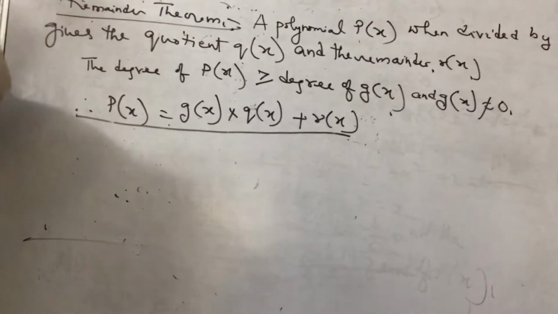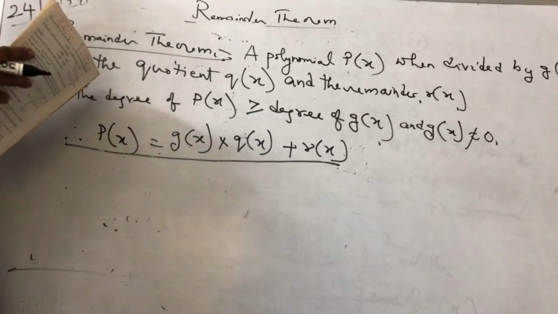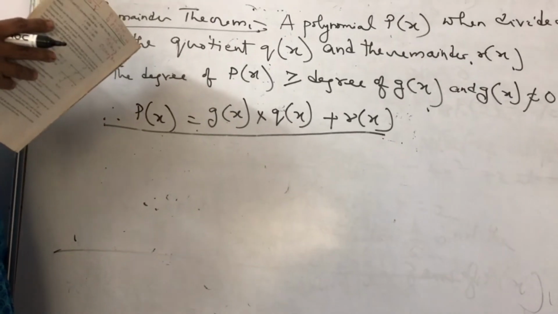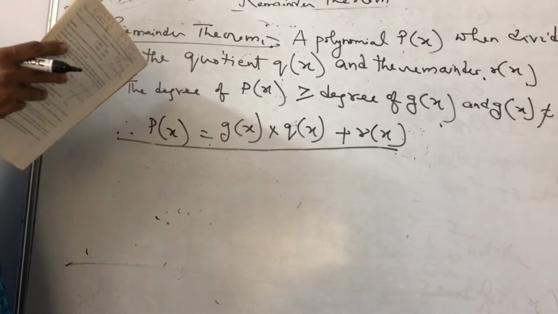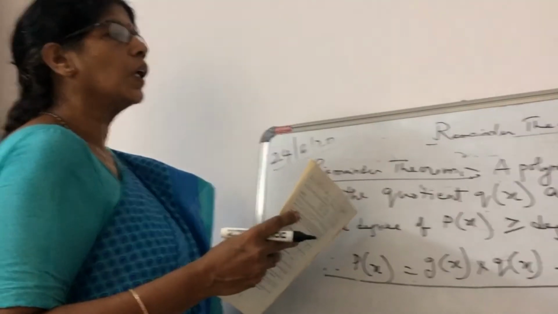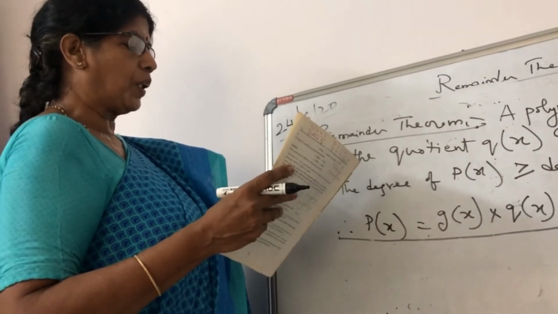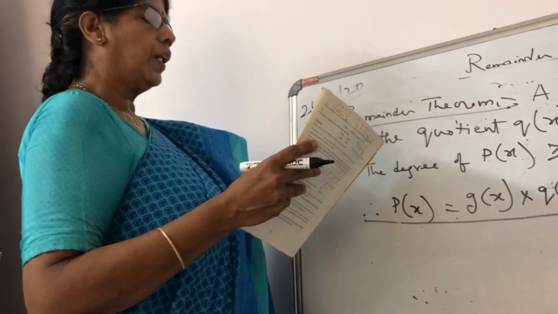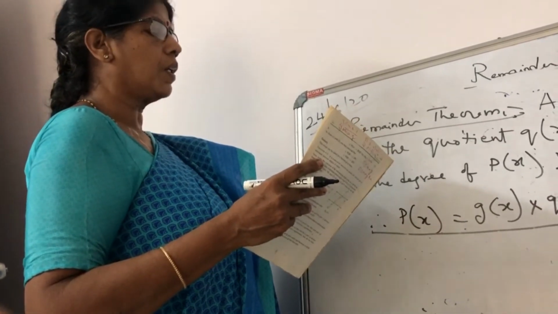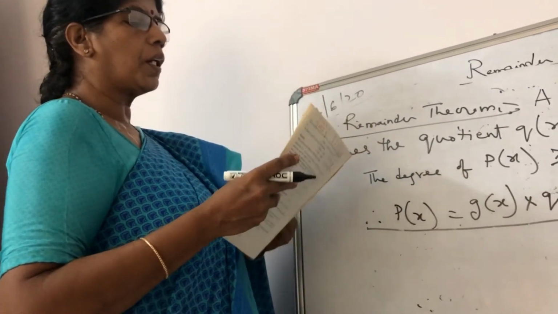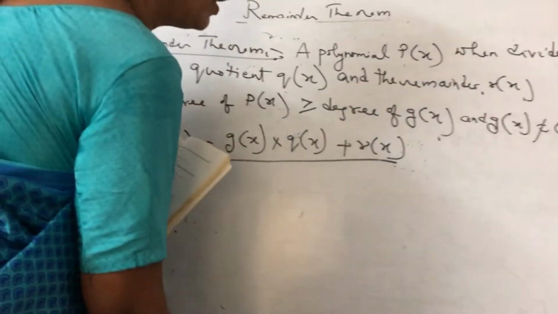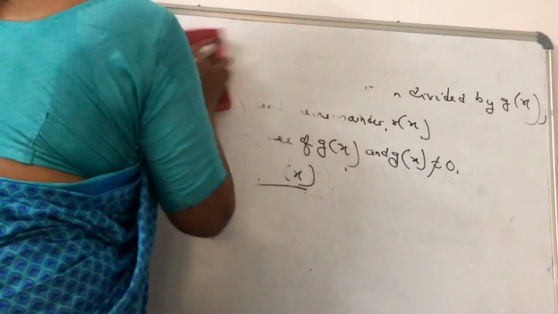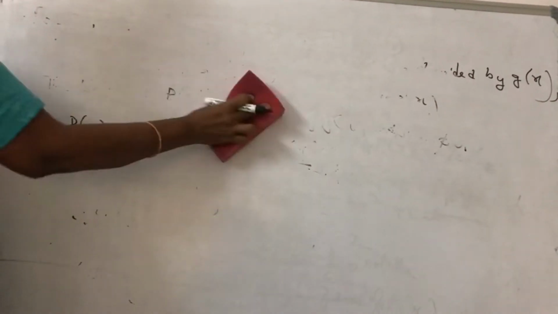Yes, children. A simple exercise for you. Exercise 2.3. This exercise, finding the remainder, will be based on how you solve for the zeros of the polynomial, children. You are given the dividend and the divisor. You are going to find the remainder without doing any division.